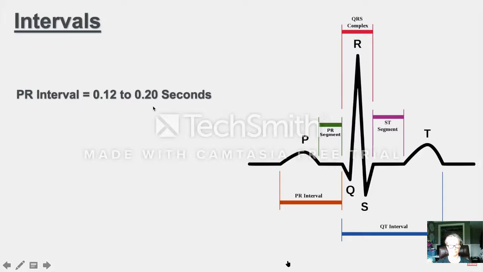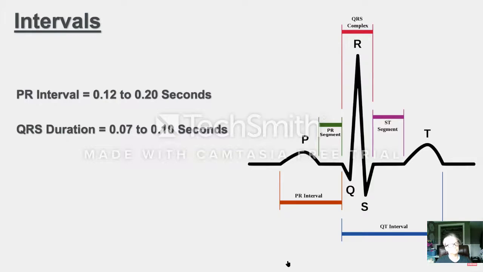So if it's larger than one of those large boxes, if the duration is larger than the horizontal length of one of those large boxes, then you know it's a prolonged PR interval. The next interval we're going to talk about is the QRS duration, and it generally should be, some say, less than 0.12 seconds, and others say anywhere from 0.07 to 0.10 seconds. But generally, think about less than 0.12 seconds. That should be a normal QRS duration.